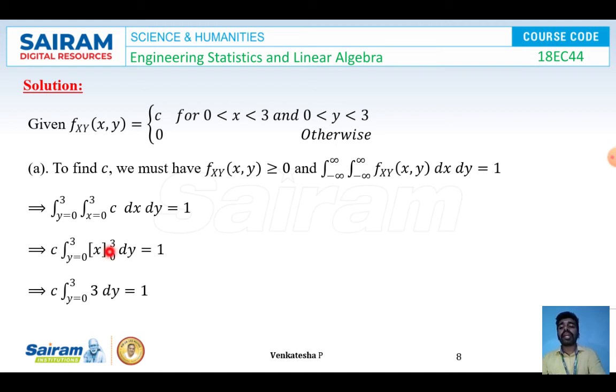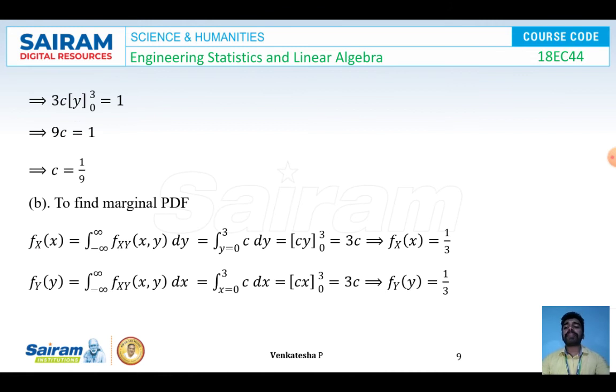Applying the limit, I got the equation c times the integration y from 0 to 3, 3 dy is equal to 1. Taking 3 outside, I got 3c times the integration y from 0 to 3 dy is equal to 1. Integrating the expression with respect to y, I got 3c times y between the limits 0 to 3 is equal to 1. So applying the limit, I got 9c is equal to 1. Hence we got c is equal to 1 by 9.